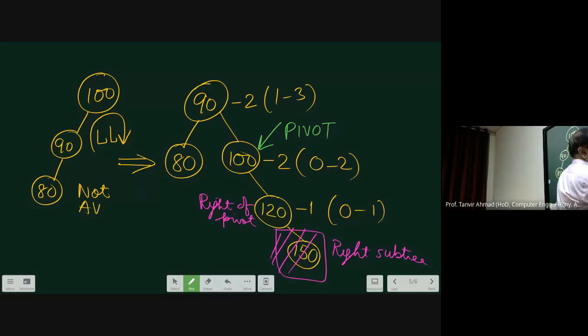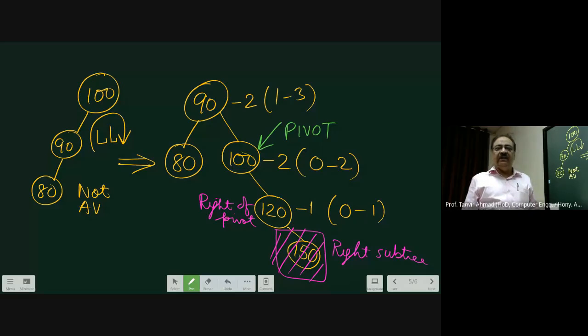You have inserted this node right now. Now, in that case, insertion has been done in the right of pivot, in the right subtree of that node. That means, what is right of pivot? It is 120. Insertion is being done in the right subtree of 120, therefore it is an RR rotation.